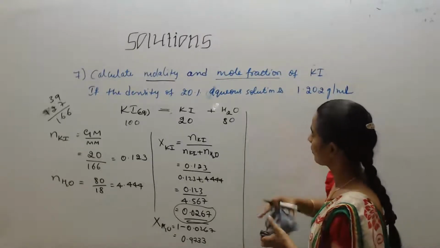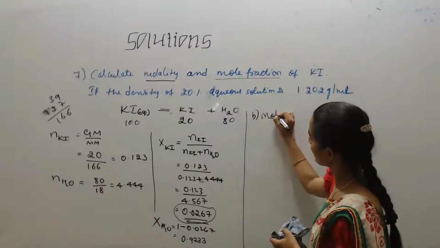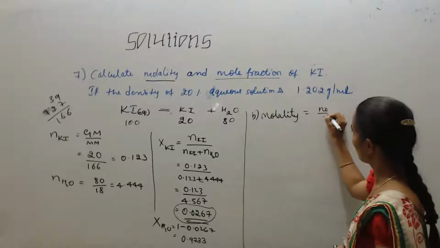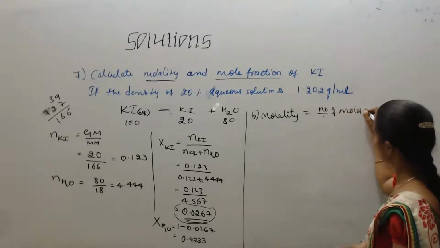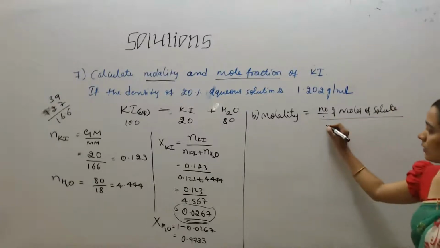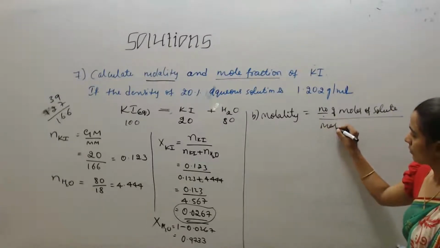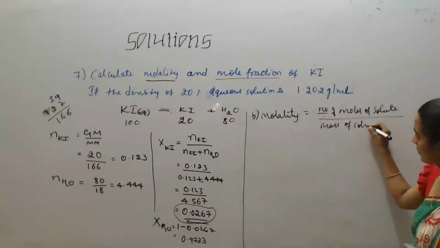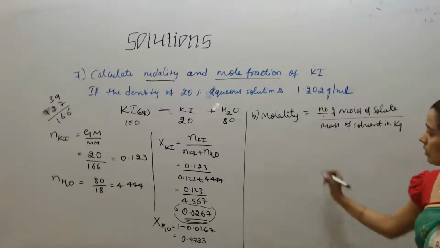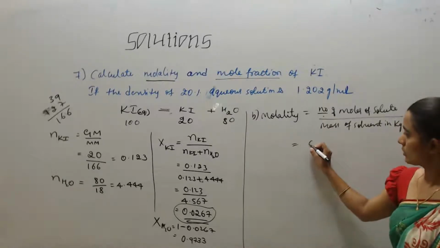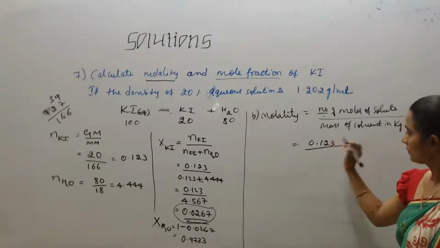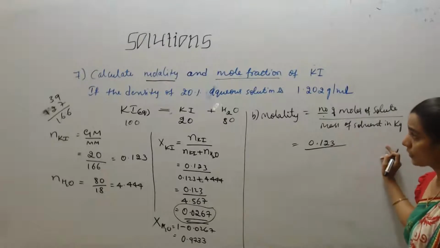Another one is you have to check molality. Okay, what is molality? Number of moles of solute divided by mass of solvent in kg. Correct? Number of moles of solute, that is 0.123 approximately. Mass of solvent in kg.